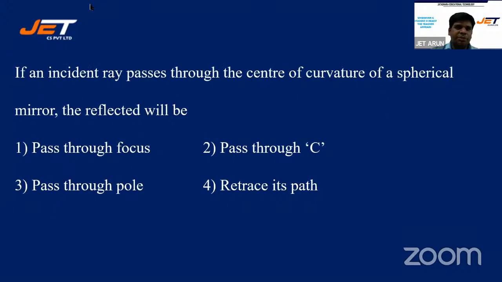Look at this question, students. If an incident ray passes through the center of curvature of a spherical mirror, the reflected ray will pass through focus, pass through C, pass through pole, or retrace its path. So there are 2 correct options over here, students. Be careful.